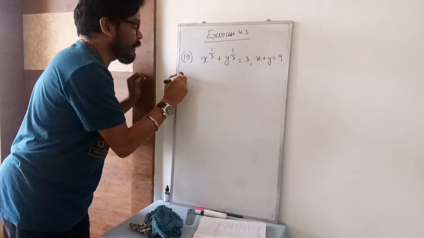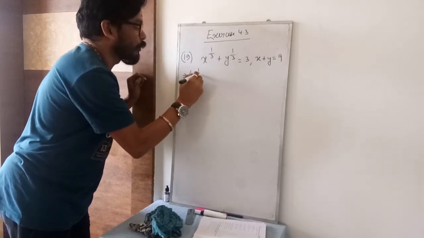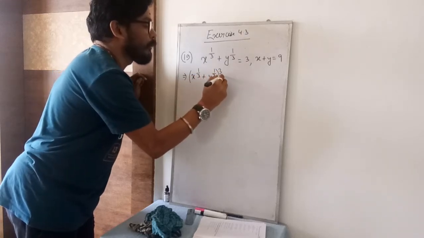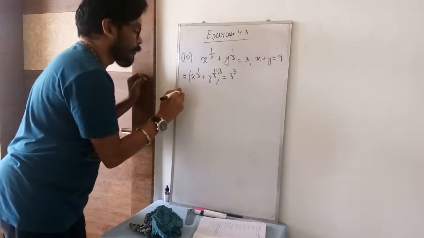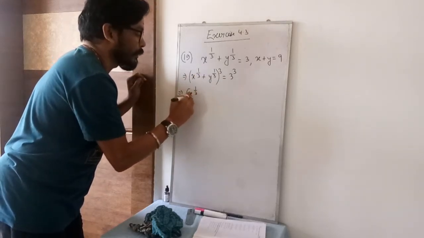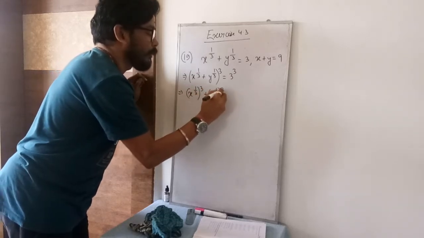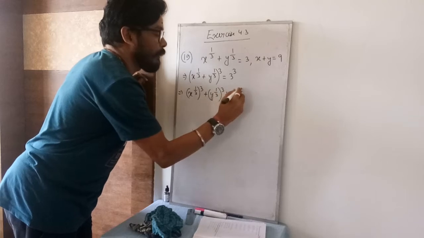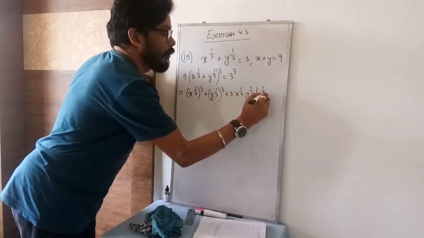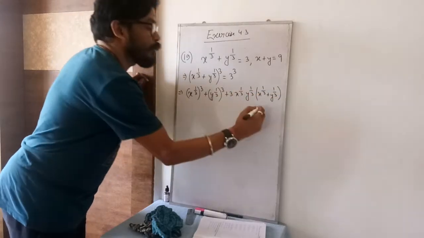If the power is fractional, here it is 1 by 3. So to remove this fractional power, I have to do whole cube both sides. Whole cube, 3 cube. So it is what form? A plus b whole cube. So a plus b whole cube is a cube plus b cube plus 3ab, a plus b, equal to, I am adding here, 3 cube is 27.